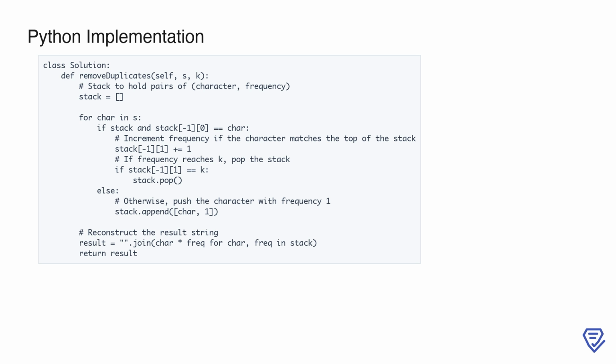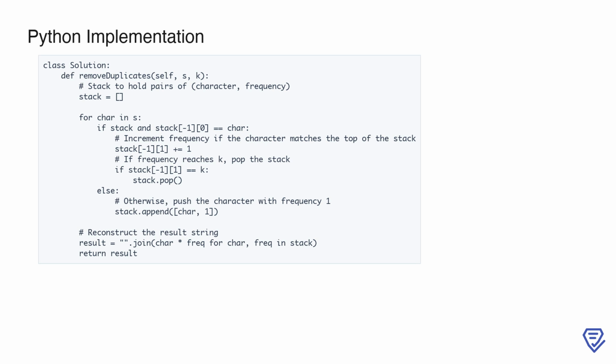This Python implementation solves the LeetCode problem: remove all adjacent duplicates in string 2 using a stack-based approach. Here's a detailed step-by-step explanation. 1. Initialization. The function removeDuplicates takes two inputs, the string s and an integer k. A stack is initialized as an empty list to help track characters and their consecutive frequencies.